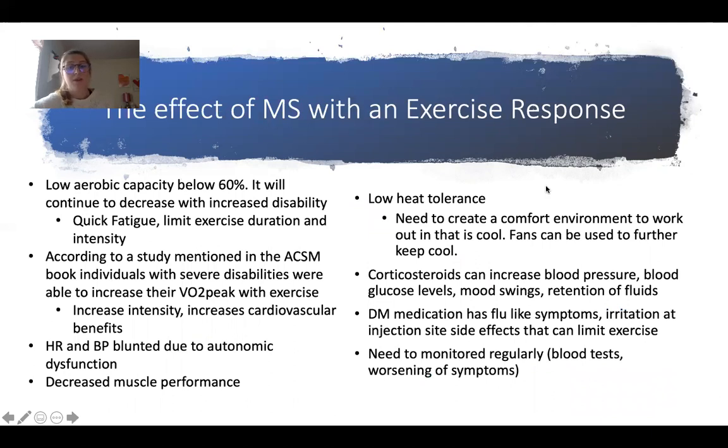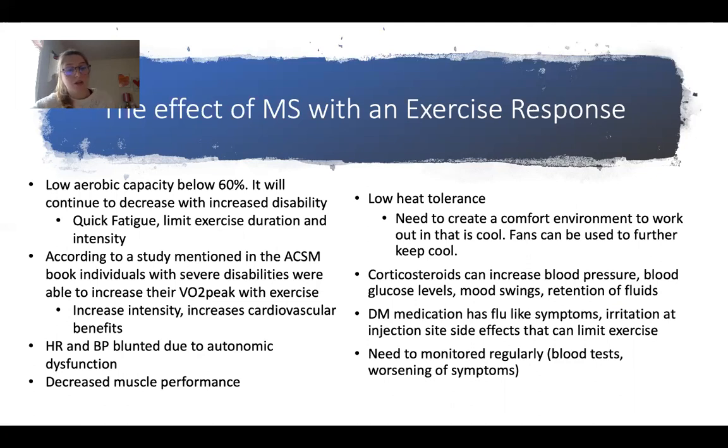The effect of MS on exercise response is interesting because MS patients have a low aerobic capacity, which will continue to decrease and also increase the disability that they have. So it can lead to quick fatigue and limit exercise duration and intensity. According to a study mentioned in the ACSM journal, individuals with severe disabilities were able to increase their VO2 peak with exercise, which is good because you can increase the intensity of the exercise, which will also increase the benefits for the cardiovascular system.